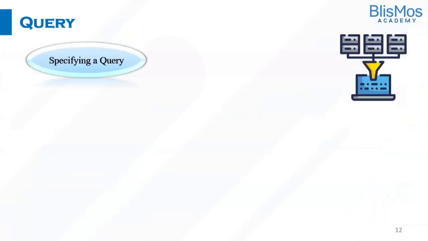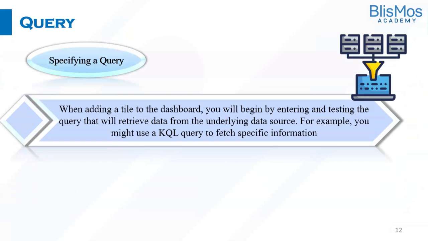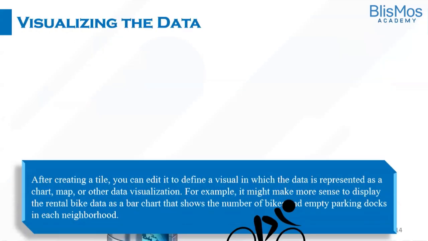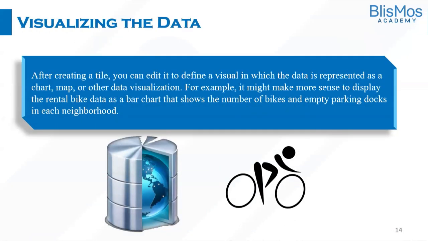The third one is query. In order to feed these tiles, you have to write the query to fetch the specific information. It can be anything. It depends on what kind of data you want to feed into the tiles. Then the last aspect is visualizing the data. After creating a tile, you have to define the visuals in which data is represented. It can be a map, a chart, or any other data visualization. So you have to visualize the data in the end. It's clear, right? It's very simple, straightforward.